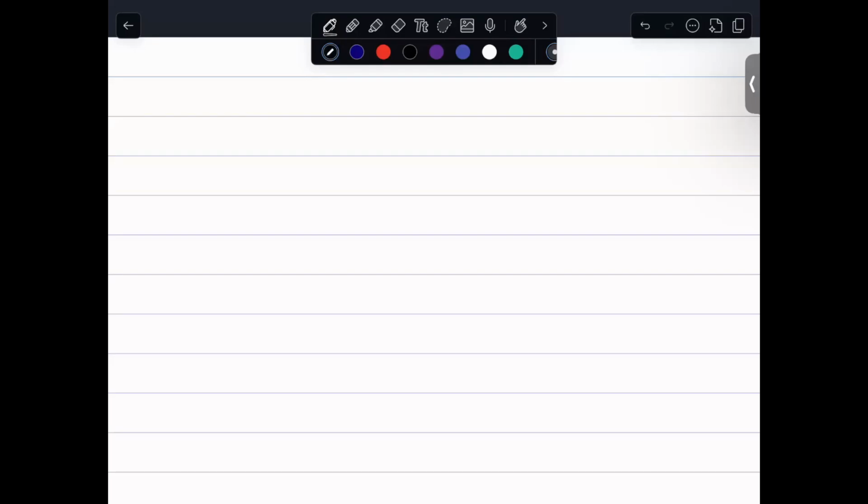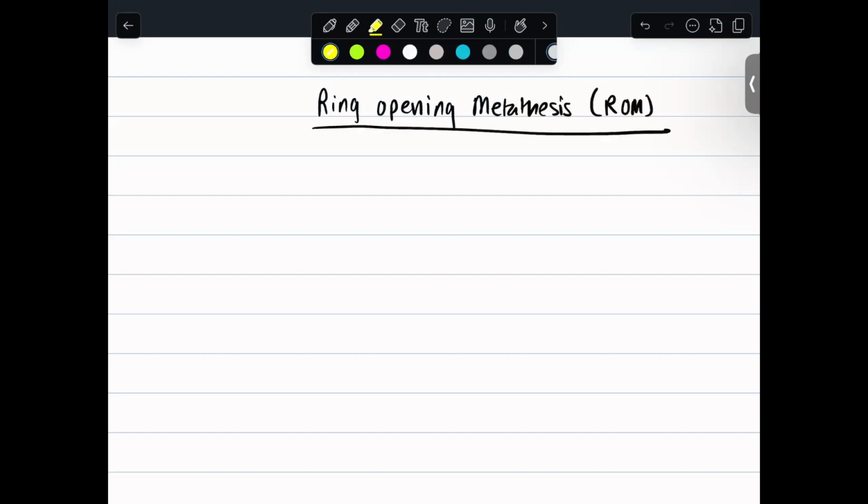Okay, you guys. So in this part of the lecture, I'm going to start introducing ring opening metathesis, ROM. And when I first introduced this, I told you that it's just the complete opposite of ring closing metathesis.